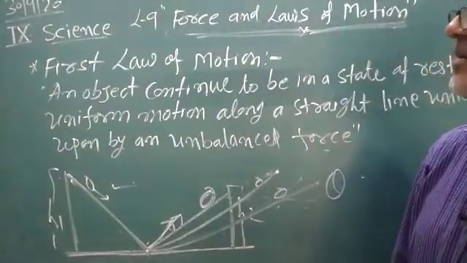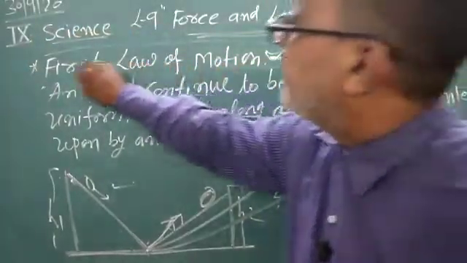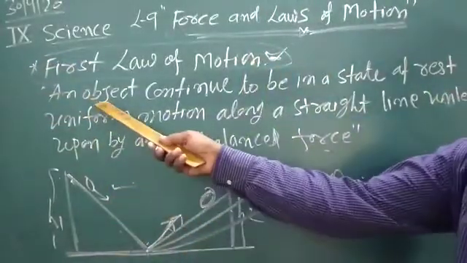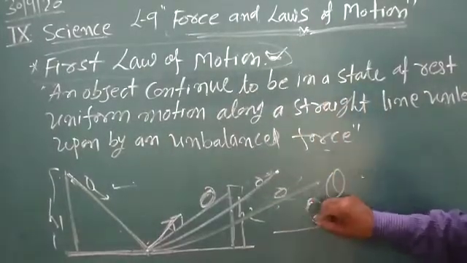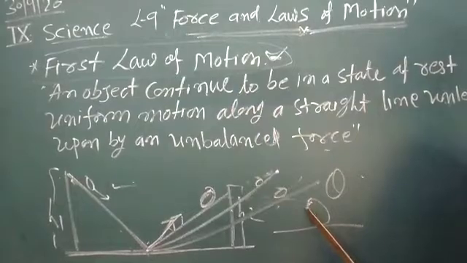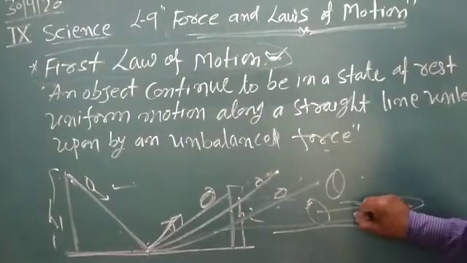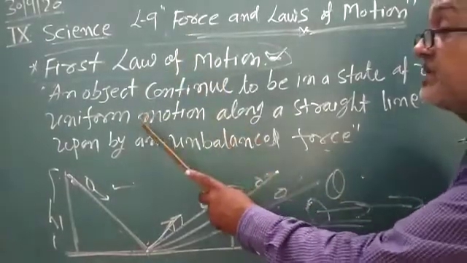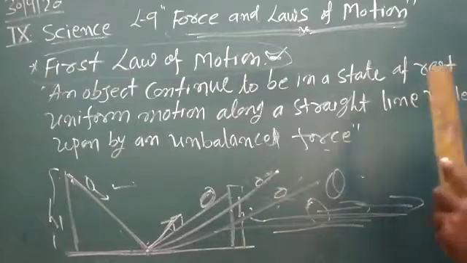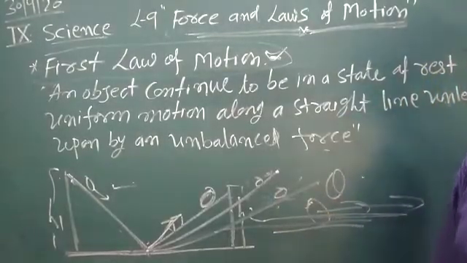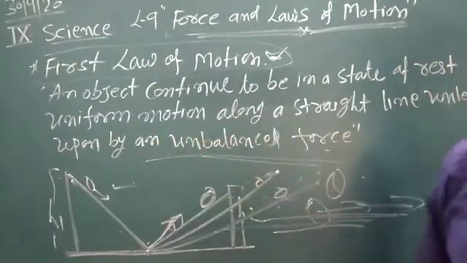By this conclusion, Newton's first law of motion was given by Newton. What is the first law? An object continues to be at rest. Suppose an object is at rest, it will still be at rest, or in uniform motion. It will travel in uniform motion, at constant speed, along a straight line, unless it is acted upon. Means when you apply an unbalanced force on it.